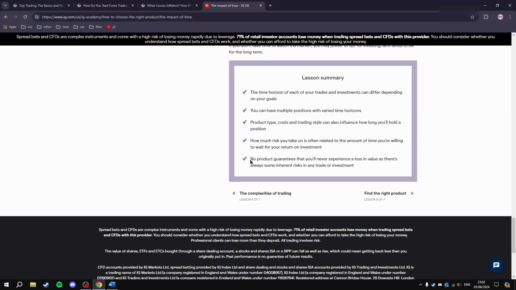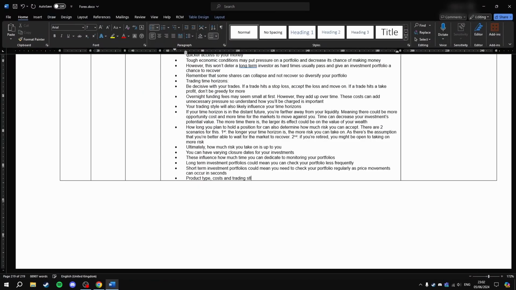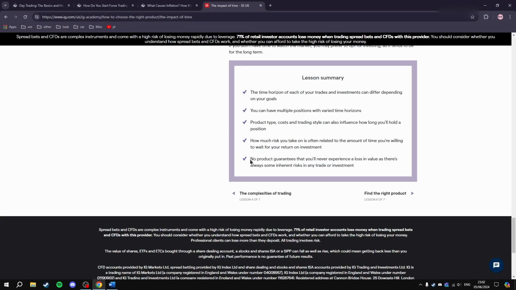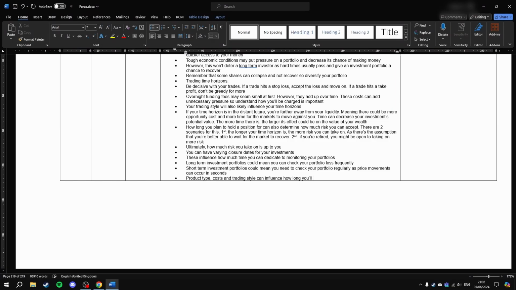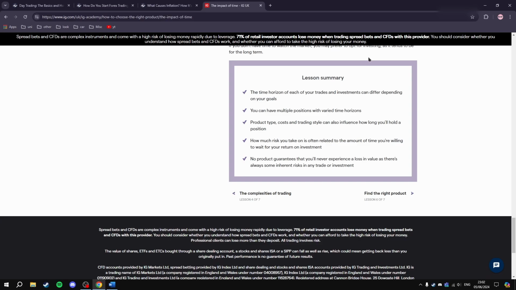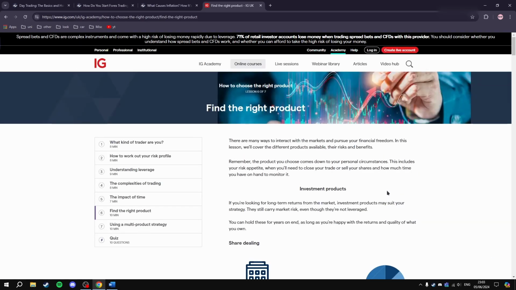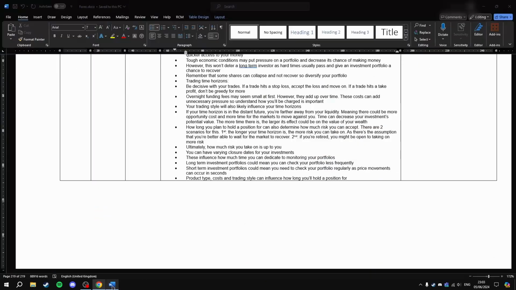Product type, costs, and trading style can influence how long you'll hold a position for. How much risk you take on is often related to the amount of time you're willing to wait for your return on investment. No product guarantees that you'll never experience a loss in value, as there's always some inherent risk in any trade or investment. Yep, cool.